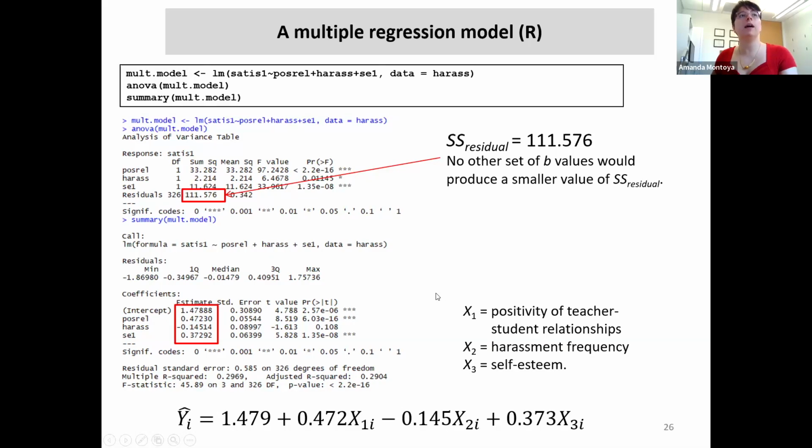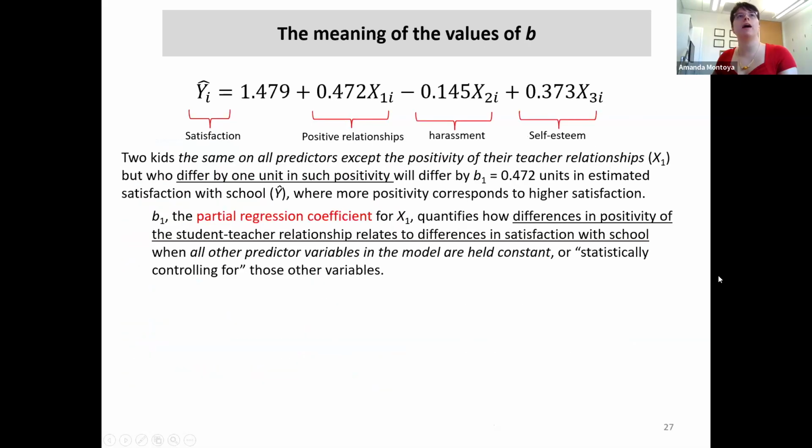So now what we can do is think about how these individual coefficients are interpreted. When we are doing a multiple regression analysis, we can think about holding constant all of the other predictors when we are interpreting one specific predictor. So let's think about just B1 for the moment. This is called a partial regression coefficient.